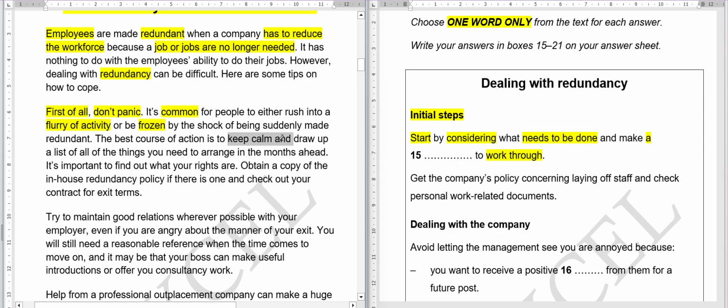So the best thing to do is keep calm and draw up a list of things that you need to arrange in the months ahead. So you have to draw up a list of things that you need to do, need to arrange in the months ahead, like in the future or in the coming months. Okay, so here is something about need to do, need to arrange. So our answer should be in this particular sentence.